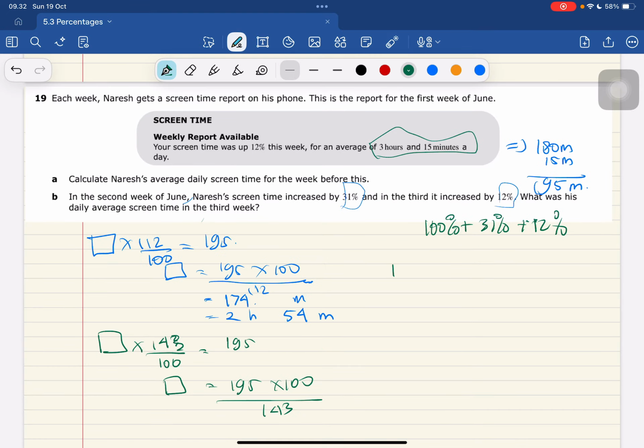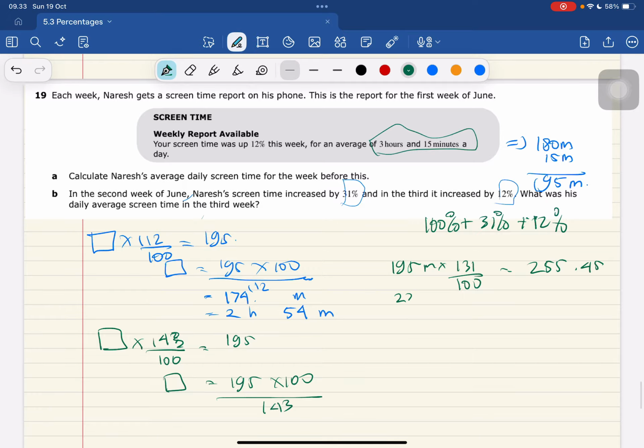So we can make it 155 minutes times 131 over 100. So 155 times 131, and then divided by 100. This is 203.05. Then increase again by 12, so 203.05 times 112 over 100. So it's going to be 203 times 112.